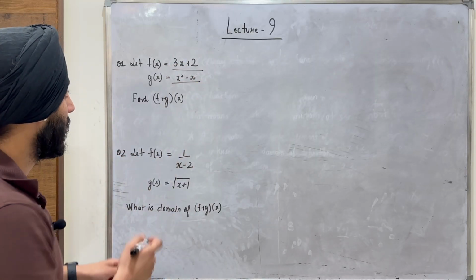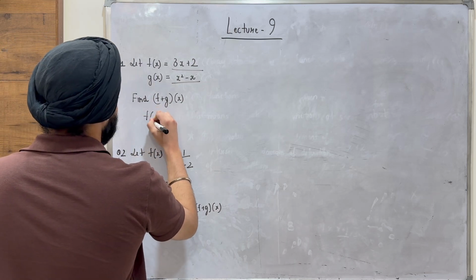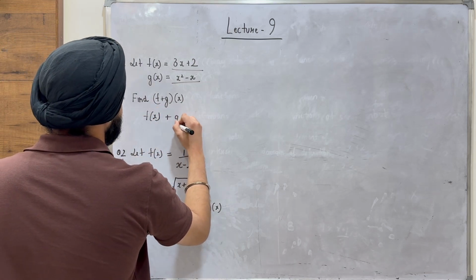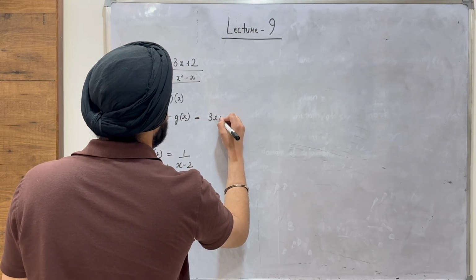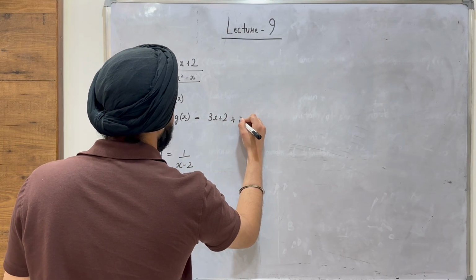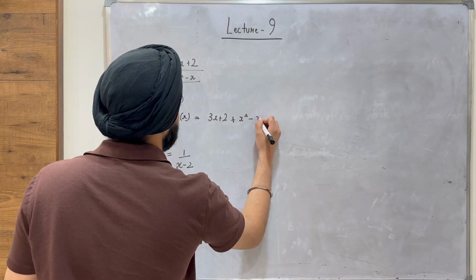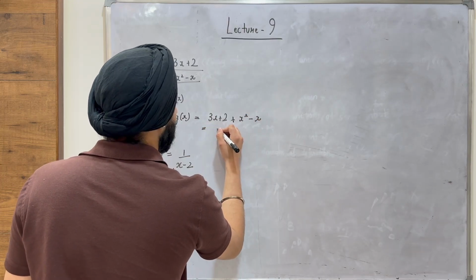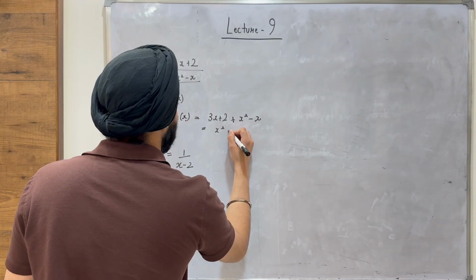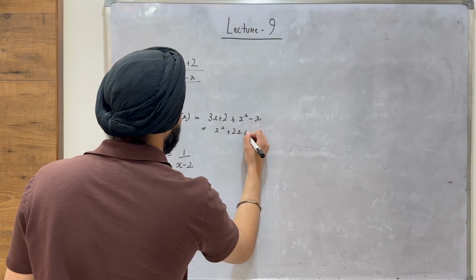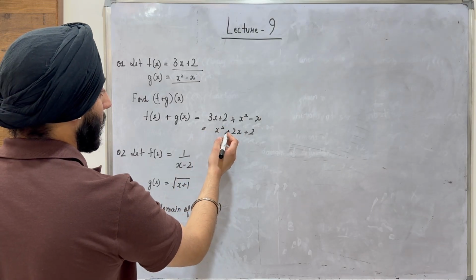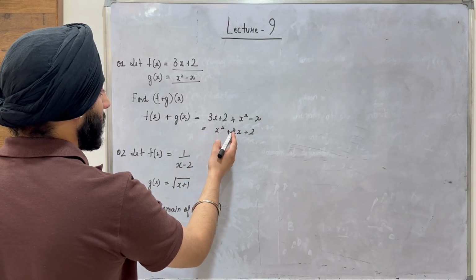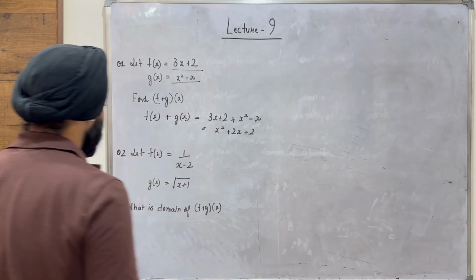There's no restriction. So I simply do f of x plus g of x, which is equal to 3x plus 2 plus x square minus x. So I get x square plus 2x plus 2. Okay, moving on.